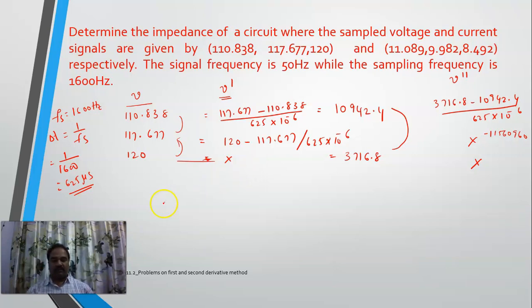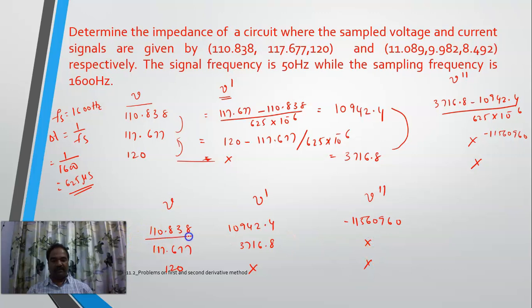So I will write them again: V, V dash, V double dash. The V samples were 110.838, 117.677, 120. V dash was 10942.4, 3716.8, and no value for the last. V double dash was minus 11,560,960, with no value for the others. So I do have one complete set of values to determine my Vmax now.